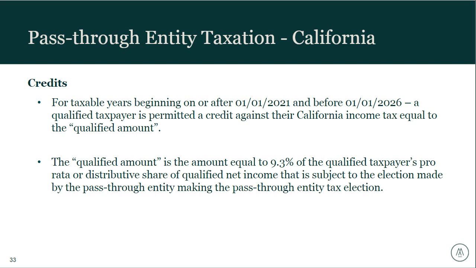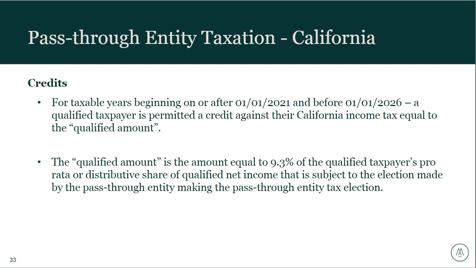So that K-1 is really where the action is happening, and what we're waiting for is the California Franchise Tax Board to provide a little more clarity. They're going to make some new forms, and we have not seen exactly what these new forms are going to look like in terms of tracking the qualified amount of income at the entity level and how that translates into income tax credit that you can take at the individual level.